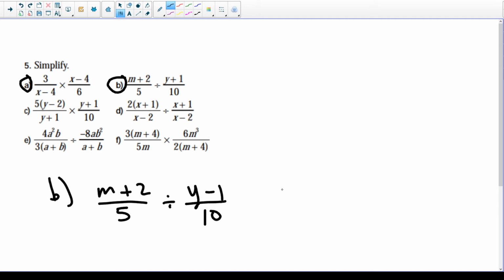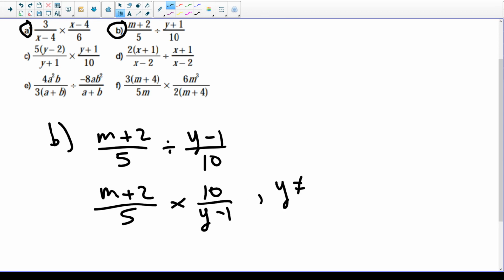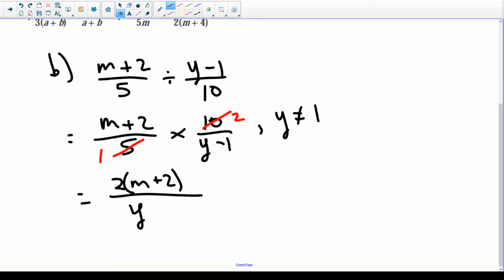At first glance, it kind of looks like there may not be any restrictions in this question because 5 and 10 are whole numbers, and therefore there are no restrictions on 5 and 10. However, as soon as we multiply by the reciprocal to actually be able to deal with a division with a fraction, then the y becomes a variable in the denominator, and we have to state that as a restriction. Once you're done that, any top value, because it's a multiplication, can be canceled out with any bottom value. That'll leave a 2 and a 1 behind. 10 divided by 5 is 2. The m plus 2 and the y minus 1, though, do not simplify. So we just end up with 2 times m plus 2 over y minus 1 as our final answer for that one.